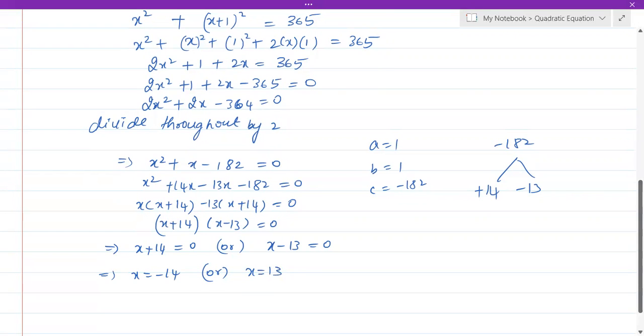Remember, the question is we have to find the positive integer. So you cannot take x as minus 14. That is wrong. Therefore, the positive integer is 13. Therefore, which are the consecutive integers? 13 and 14. X and x plus 1, right? So 13 and 14. Okay, so let's get into the next question.